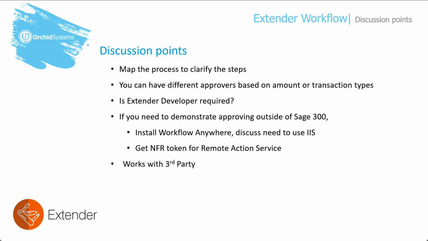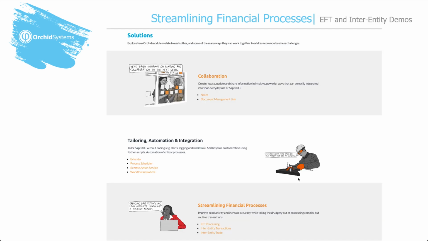The workflow works with third party, and we have examples of workflow working with EFT Processing and RMA in the Orchid EWF database. We've looked at using Orchid sample data for 2023 for the collaboration modules, for the tailoring, automating and integration modules. Now let's move on to streamlining financial processes, and I'm going to hand over to Anne to go through EFT processing, inter-entity transactions and inter-entity trade.